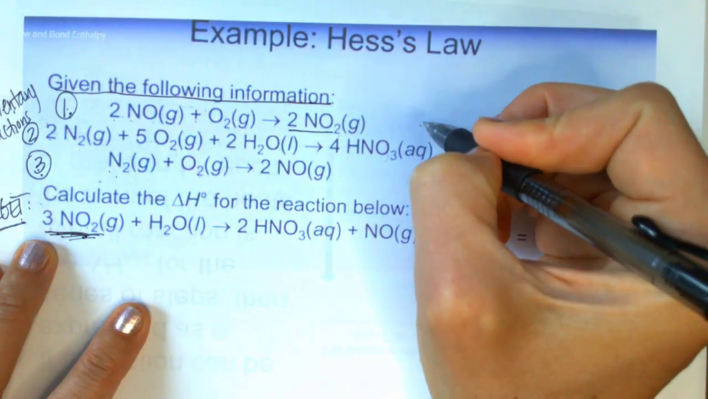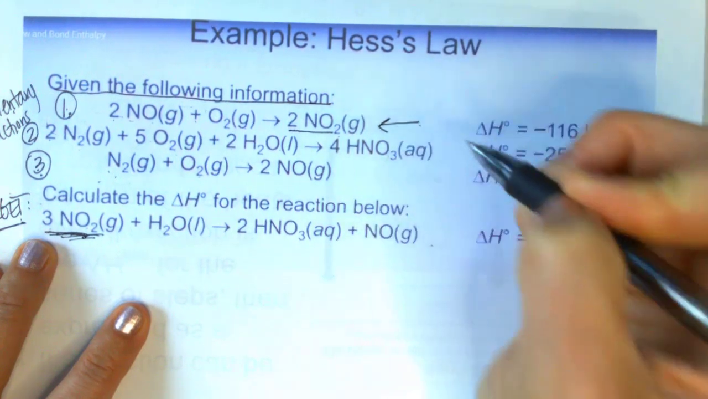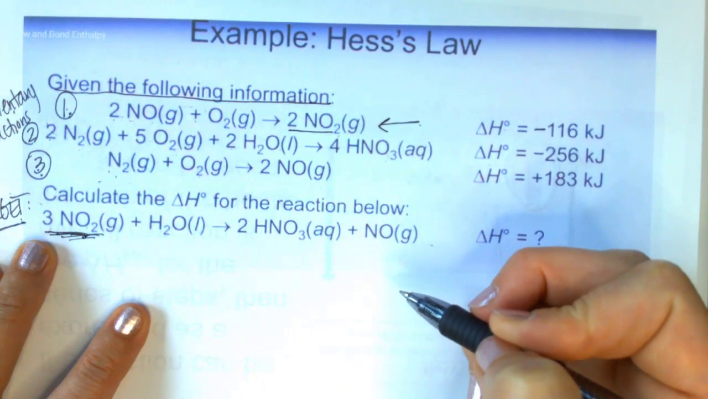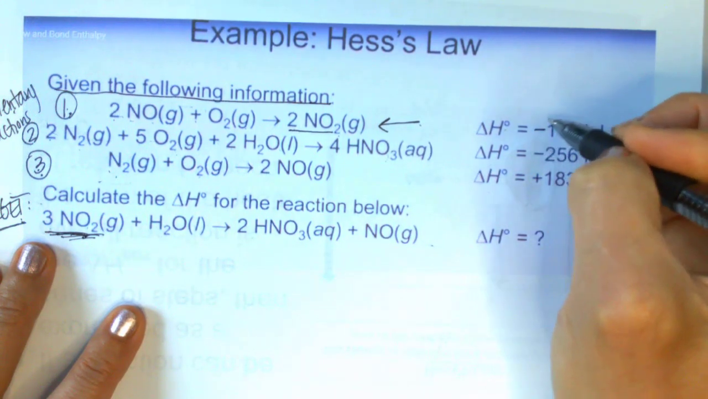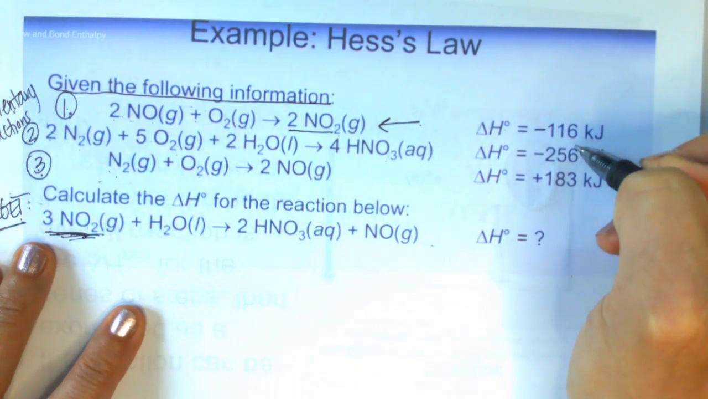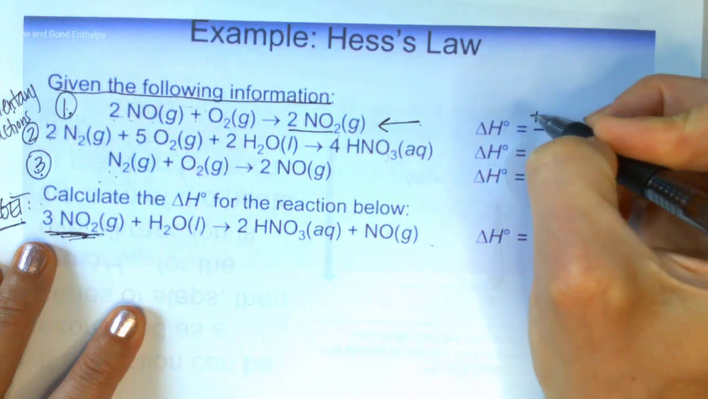So I'm just going to draw an arrow here telling us that we need to flip this first one. And remember, if we flip, we also need to change the sign on our delta H. So we're going to make it a plus.